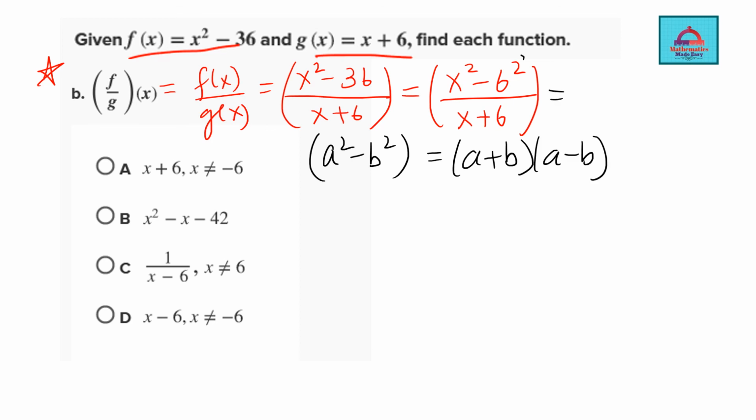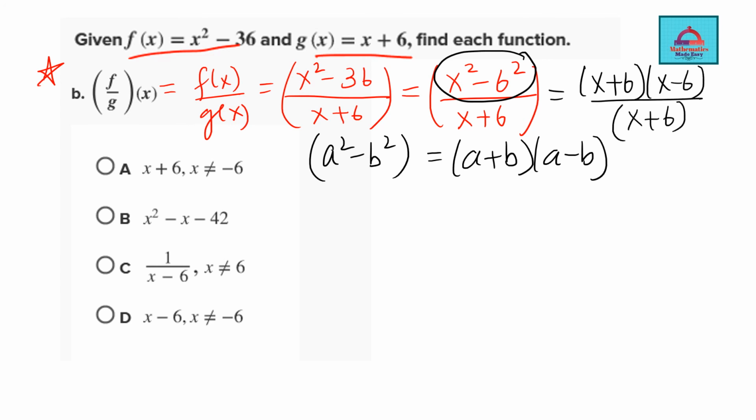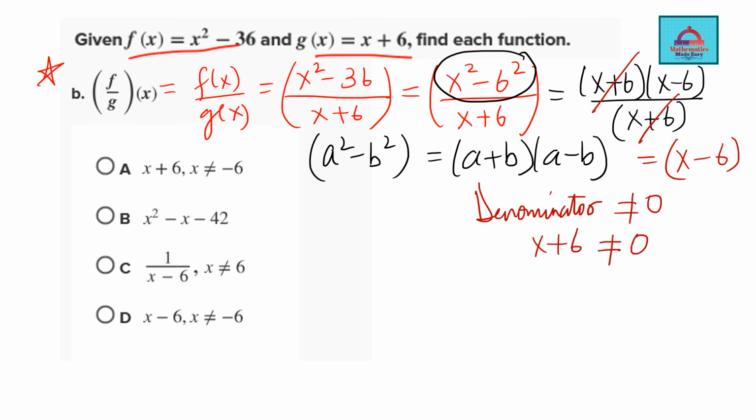So when I use that here in the numerator, the first term is x, the second term is 6. So x plus 6, x minus 6. Now you can very well see one term is cancelling. What is that term? X plus 6 and x plus 6. So the simplification is x minus 6 only. But what is the condition? Denominator not equal to 0. So that means x plus 6 cannot be 0. X cannot be minus 6. So your answer is D.